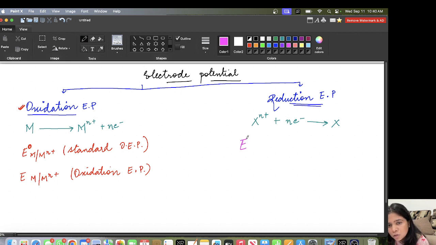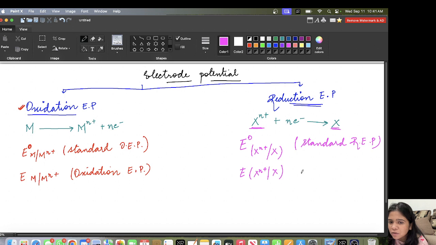So you can see here, standard, we write E naught. Now since reduction is happening, whatever ion is present on the left hand side, you write first, Xn plus, put a slash, and what are you getting in the end? X. So this is your standard reduction electrode potential. And how will you write reduction electrode potential? Simply, this metal is converting into X. This is your reduction electrode potential.